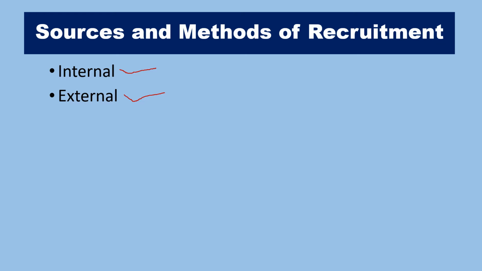Let us examine in detail the different internal sources of recruitment. The first internal source of recruitment is promotion. In promotion, what happens is added responsibility. Suppose you are working as assistant sales manager and you get promoted as sales manager, or you're a sales manager and you get promoted as senior sales manager. You're a software engineer and you get promoted as senior software engineer. We can see numerous examples of promotion.